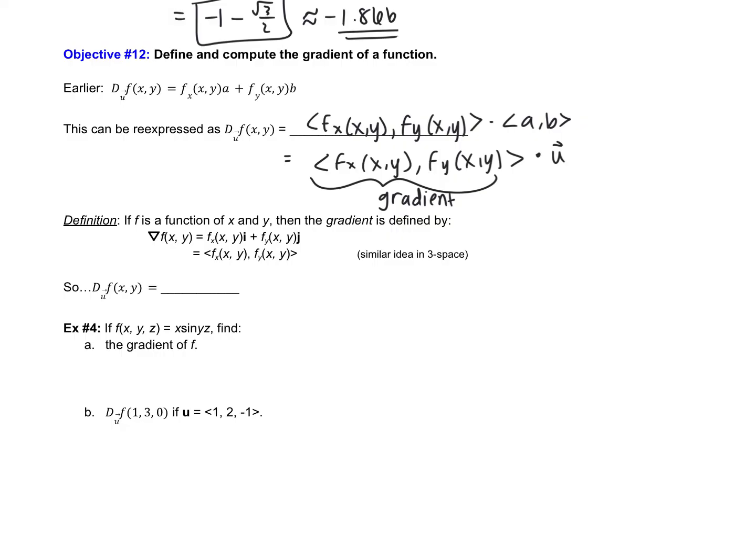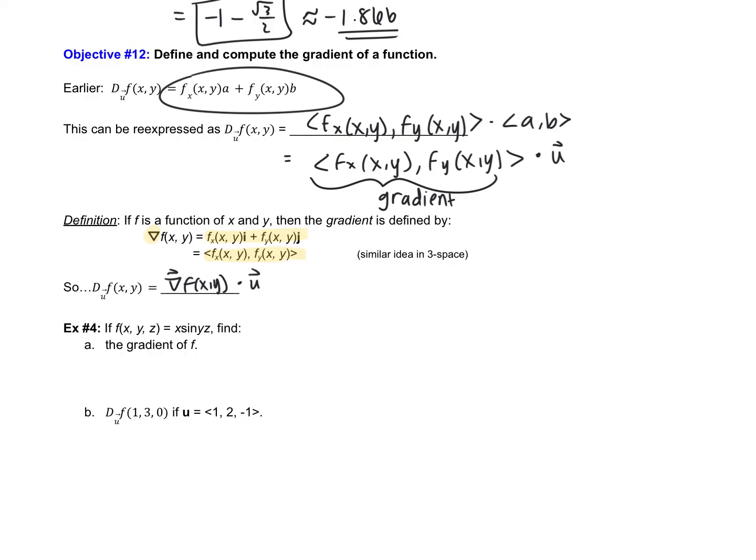So that's what you're going to see in this definition. If f is a function of x and y, then the gradient, which is this symbol right here, the gradient of f is defined as the partial with respect to x, add the partial with respect to y. So a few things that I want you to notice. The gradient is a vector. We end up with a vector. So it's written two different ways, one in IJ notation and one in bracket notation. And of course, it's a similar idea in 3-space. So then, rewriting this, the directional derivative, again, which we have above, the directional derivative is really the gradient of f dotted with u.